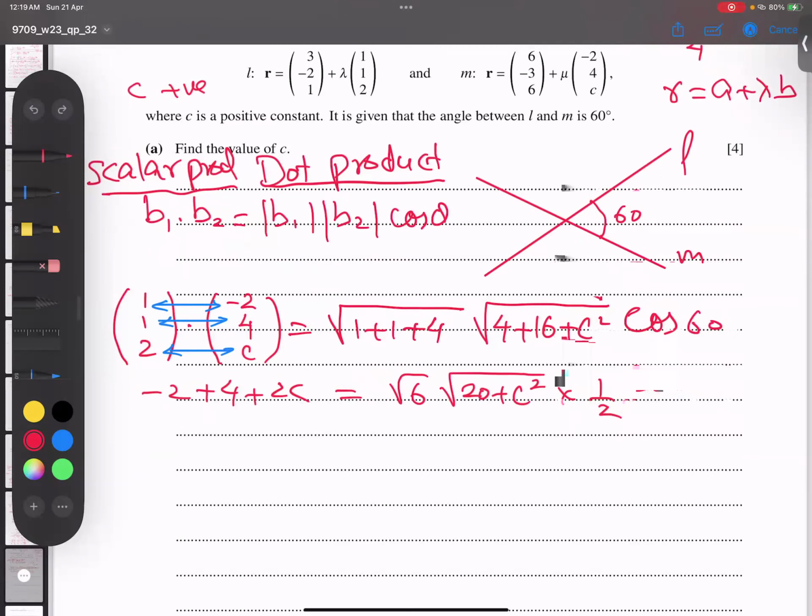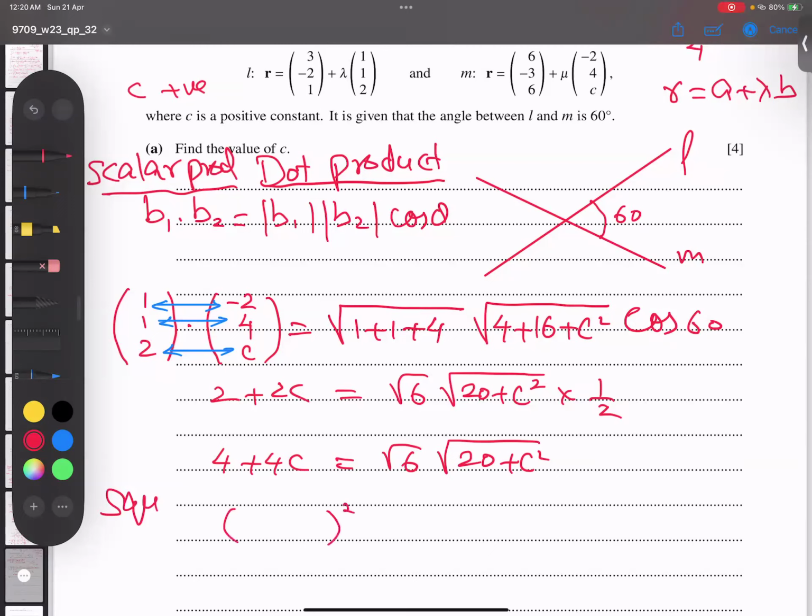To save time, I'm writing here positive 2. So 2 multiplied with both, I get 4 plus 4C equal to root 6 and root of 20 plus C to the power 2. And students, I will square both sides to get rid of the root. So I square both sides like this, and square this.